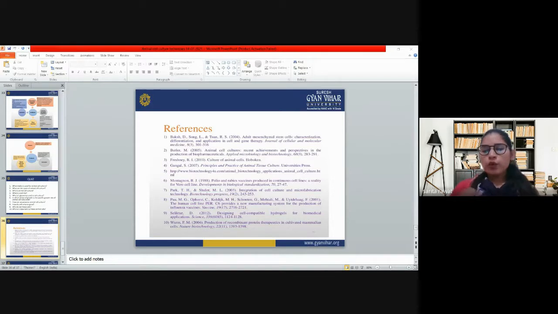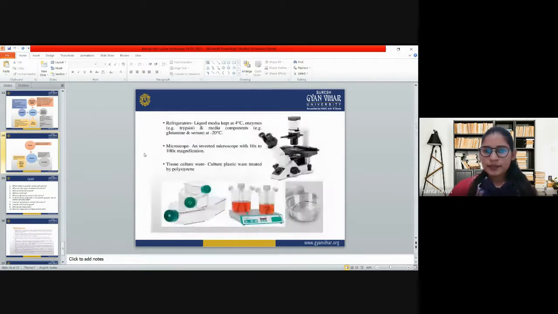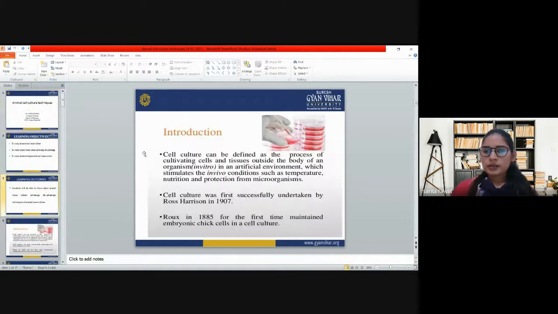We will go through a quick review of what we have studied today, so you can recall all the things and answer the previous quiz questions very easily. So today we have studied about cell culture. We started from the introductory part. Cell culture can be defined as the process of cultivating cells and tissues outside the body of an organism in vitro, in an artificial environment which simulates the in vivo conditions such as temperature, nutrition, and protection from microorganisms. Cell culture was successfully undertaken by Ross Harrison in 1907, and Roux in 1885 for the first time maintained embryonic cells in a cell culture.